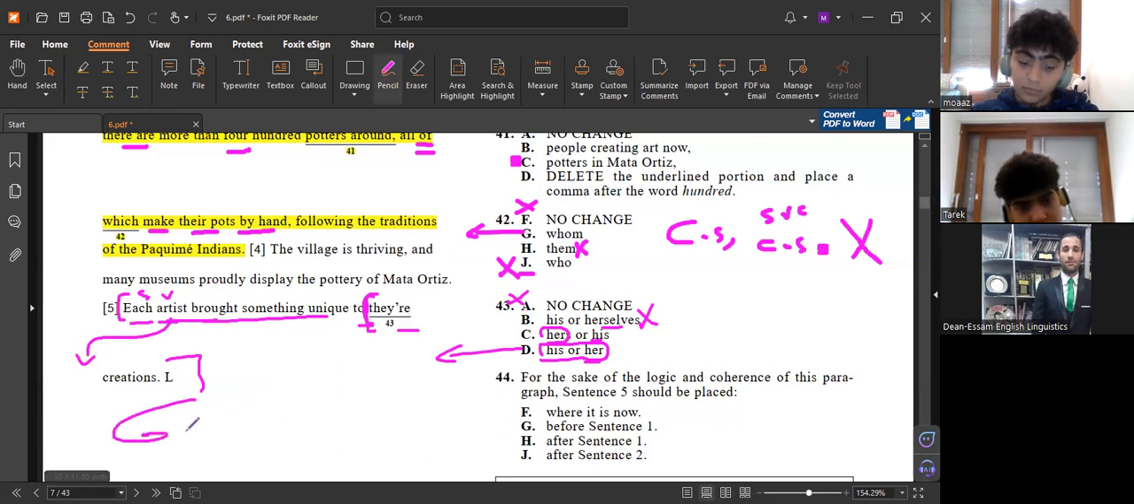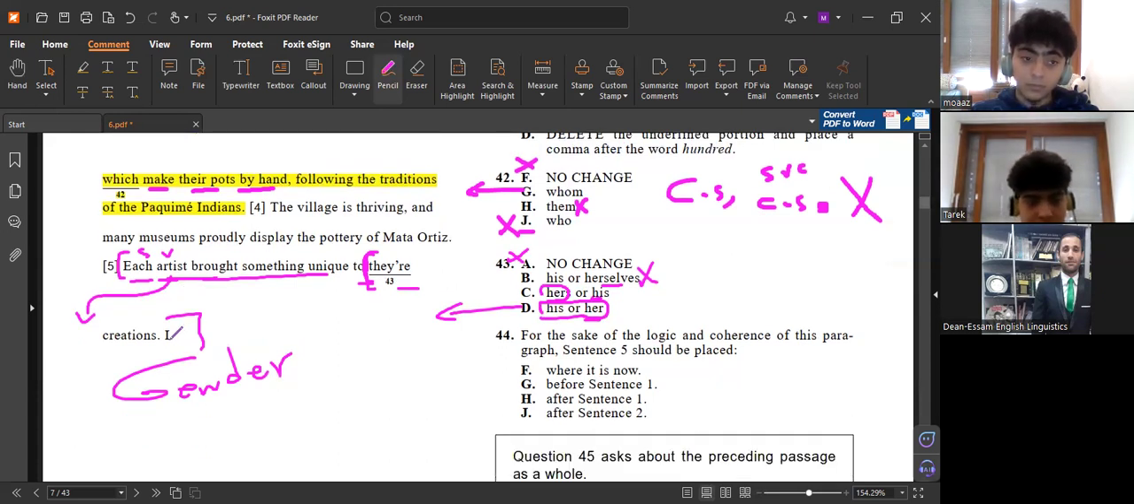It's the problem of gender, because the writer did not determine the gender. He said any artist can be male or female. But it's singular, so it must be singular, and it must be written like that. No mistake in any of them. And here we have possession, so it must be his or her, not hers.